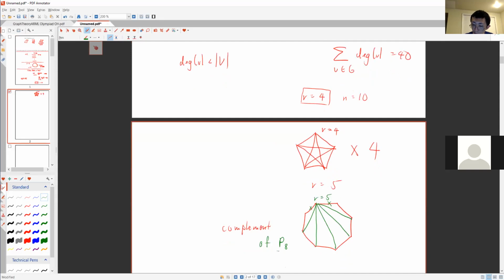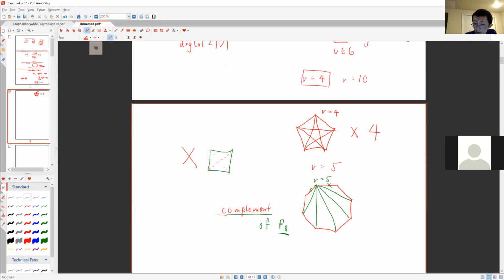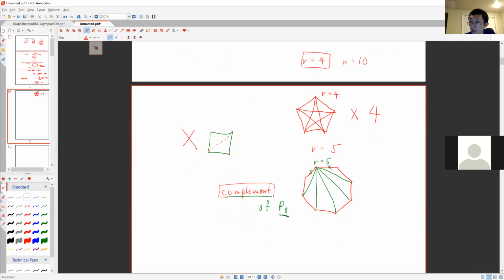Okay, so this just means the path on 8 vertices. So the complement of this would be this, because it's just flipping whether there's an edge between 2 vertices or not. That's what complement of a graph means. So yeah, and then I think that's about it, right?